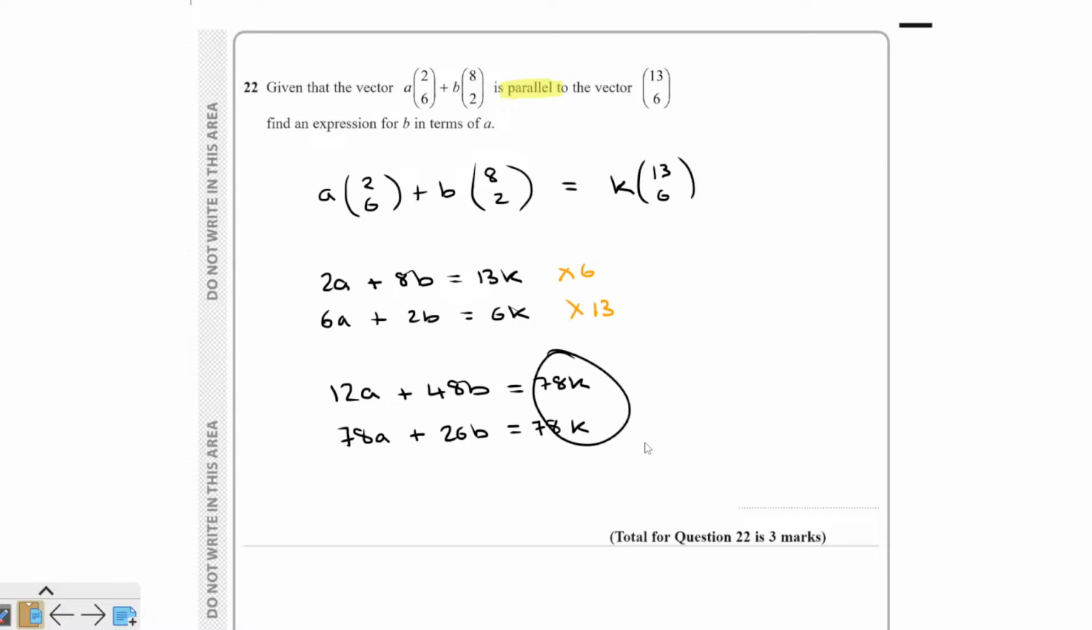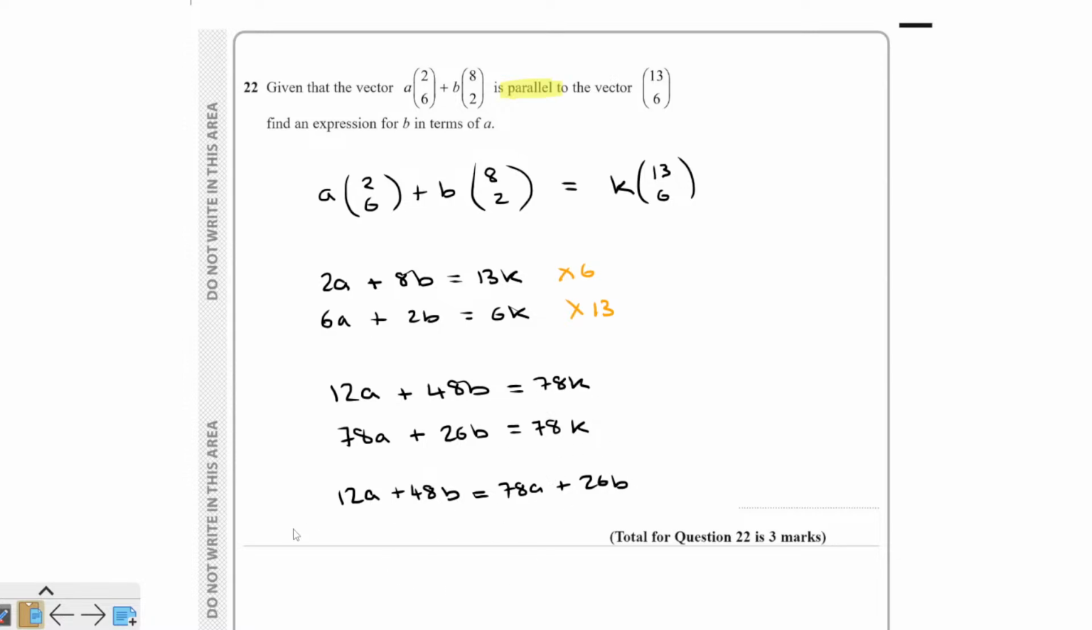Now, because the k's are the same, you could subtract them, or because they're both equal to 78k, you can make the other two sides equal. That's probably what I would do here. So 12a plus 48b is equal to 78a plus 26b, because obviously 78k is equal to 78k.